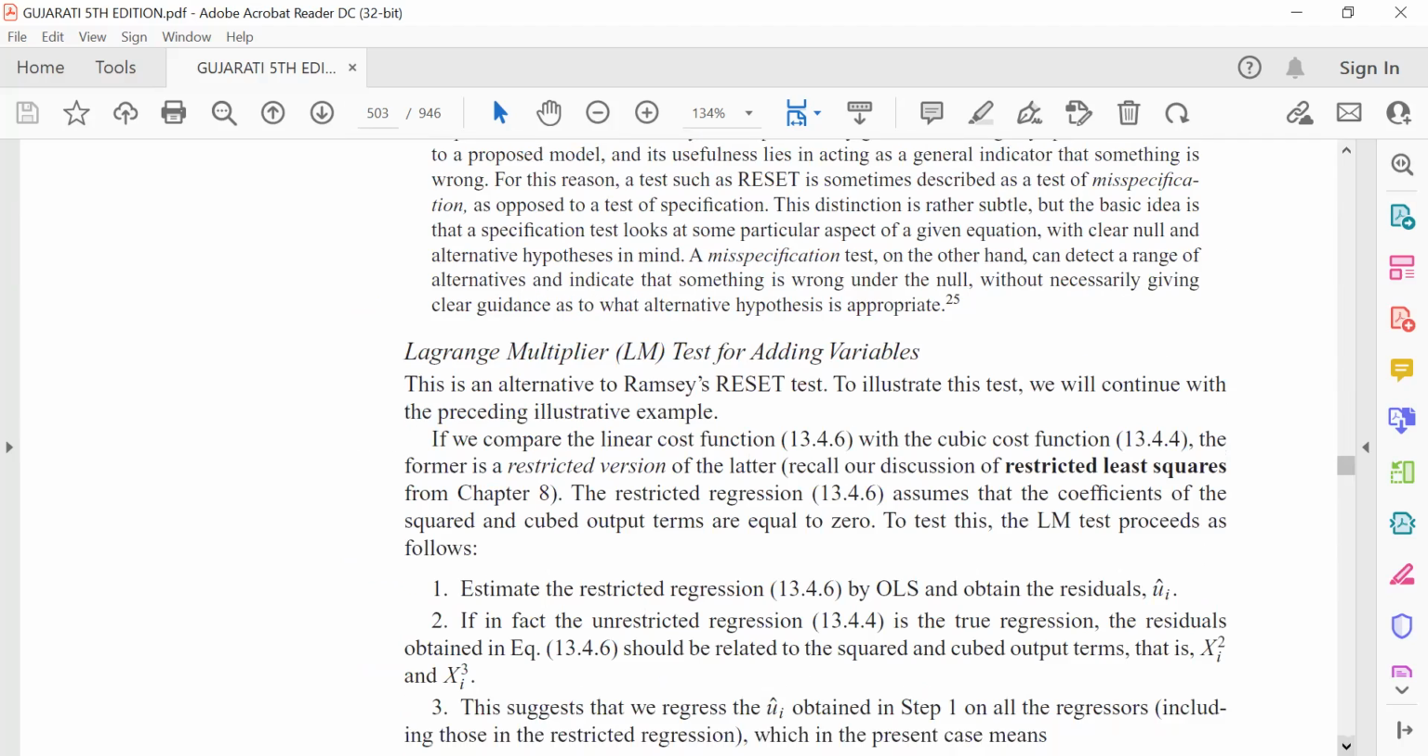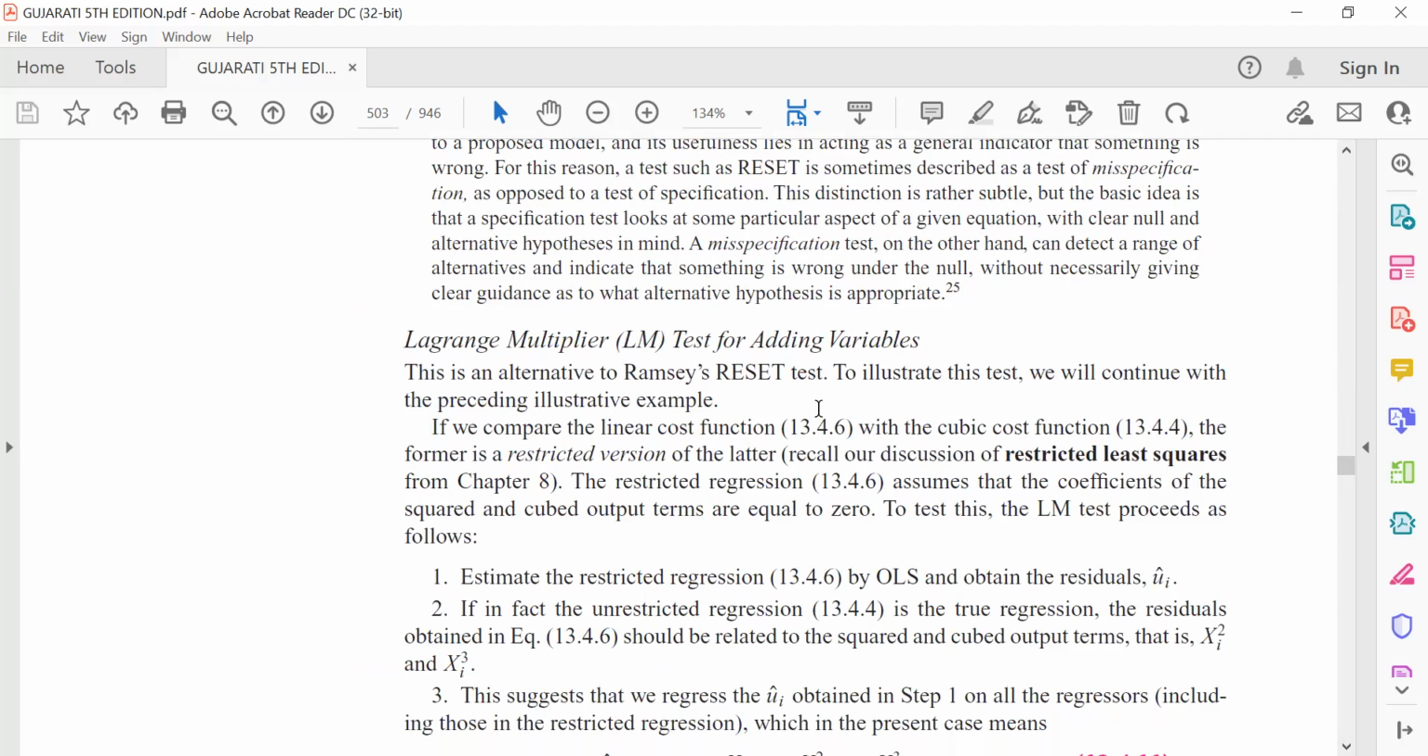Okay, Lagrange multiplier, the LM test. How to test this one? If we compare the linear cost function in equation 13.4.6 with the cubic cost function 13.4.4, the former is the restricted version and the latter is the unrestricted one. The restricted regression 13.4.6 assumes that the coefficients of the square and cube output terms are equal to 0.